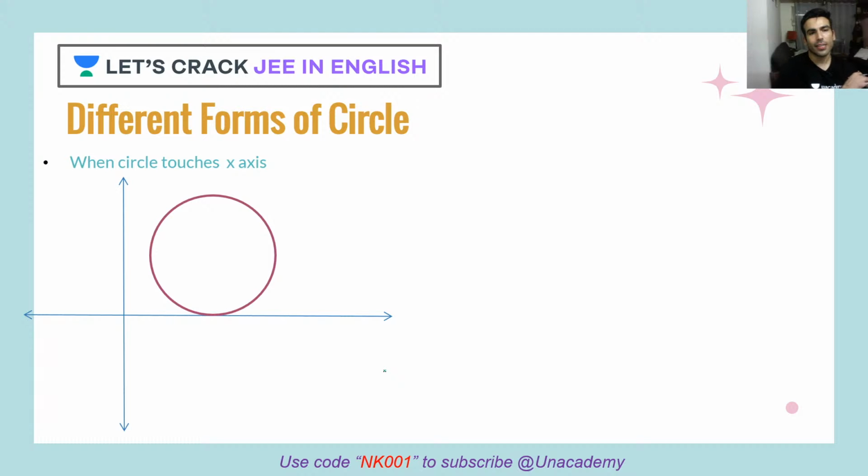When a circle touches the x-axis, the very first thing you know is that the x-intercept is 0. So f square is equal to c. That's the first information. Second information: from here you can see the coordinate is (minus g, minus f). So what is this length? By coordinate it is minus of f.